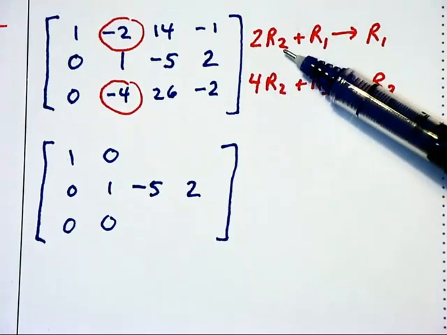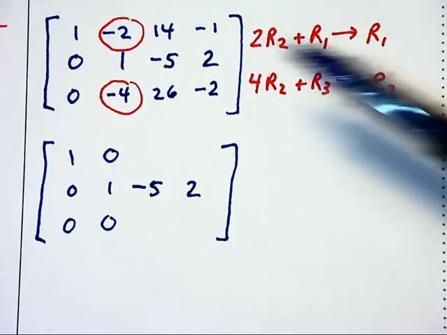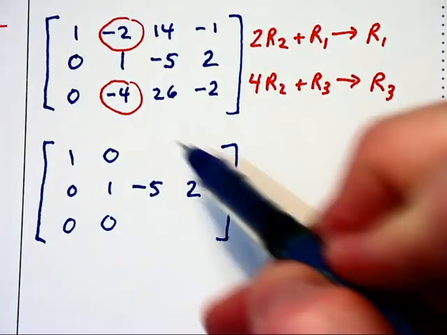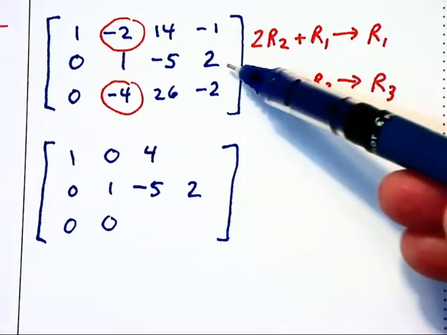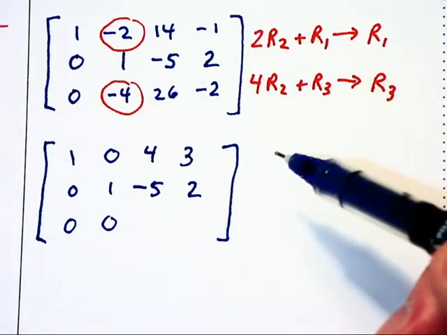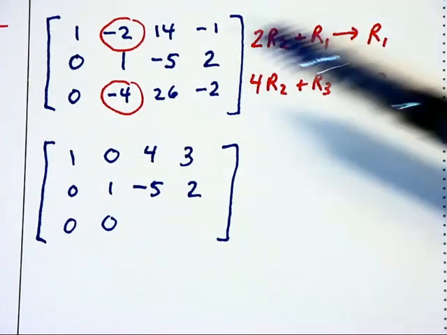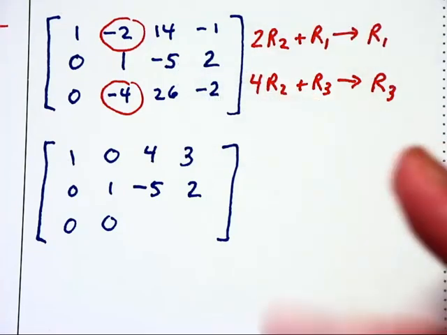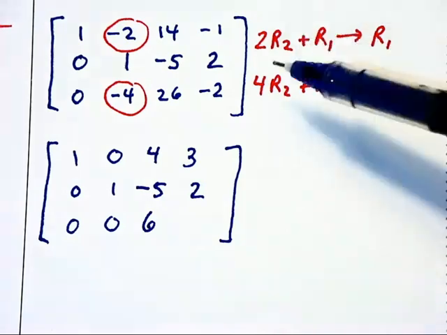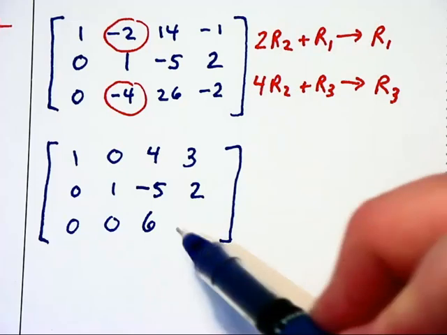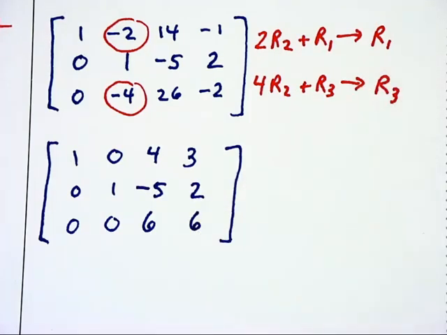Let's start with 2 row 2's plus row 1. 2 times -5, that's -10, plus 14 makes 4. 2 times this 2 is 4, plus this -1 makes 3. We now need to go 4 of the row 2's, so 4 times -5, that's -20, plus 26 makes 6. And 4 times this 2 is 8, minus 2 makes 6 again. Okay, we now look at where we're at.